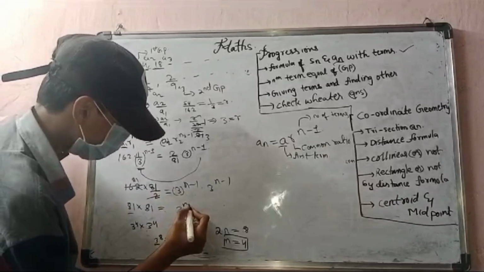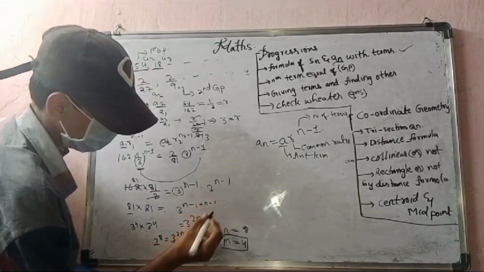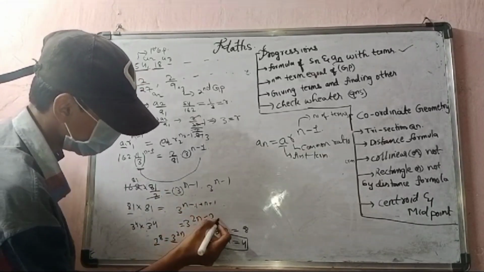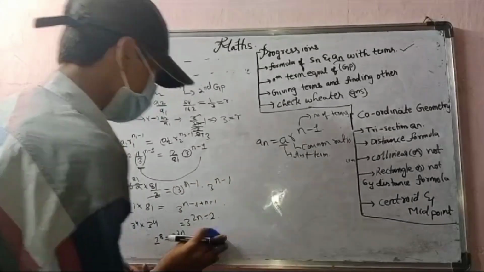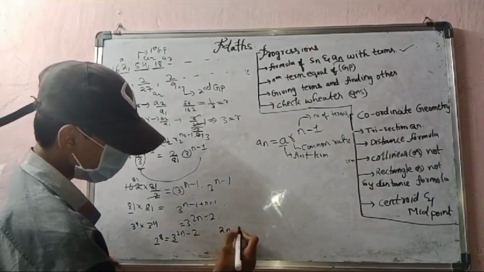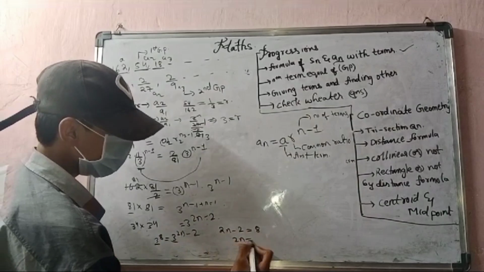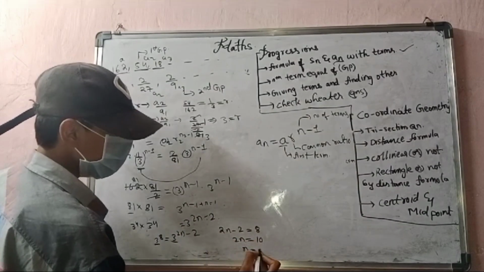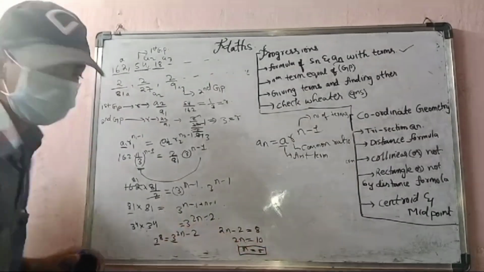One minute. n minus 1 plus n minus 1, minus 1 minus 1 is minus 2, so 2n minus 2. So when bases are equal, powers should be equal. 2n minus 2 equals 8. 2n equals 10, so n equals 5. So their fifth term is equal. Okay, the fifth term is equal.